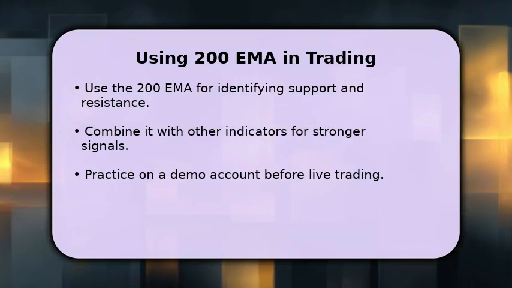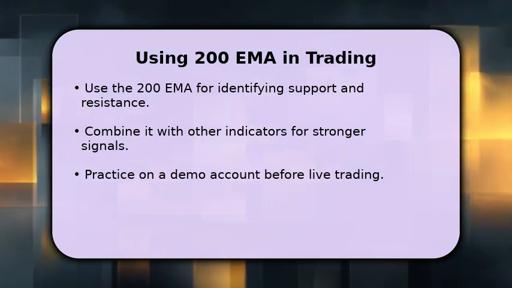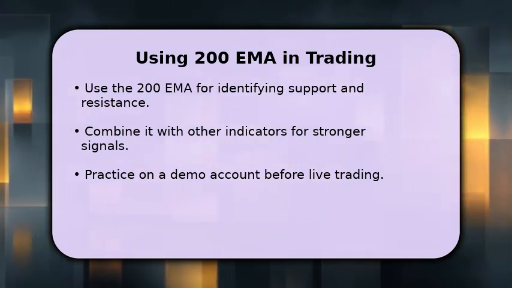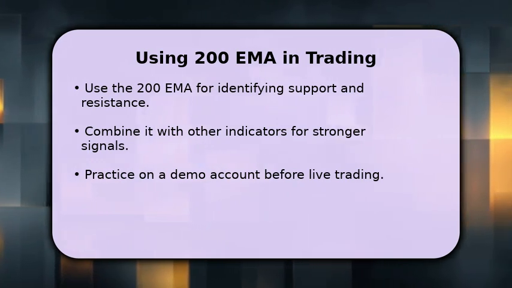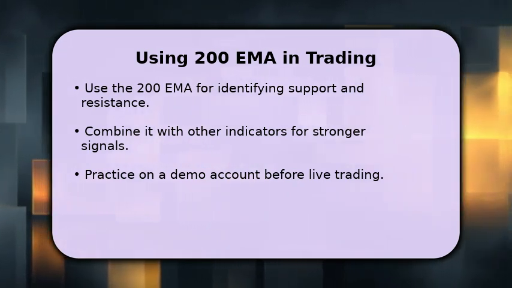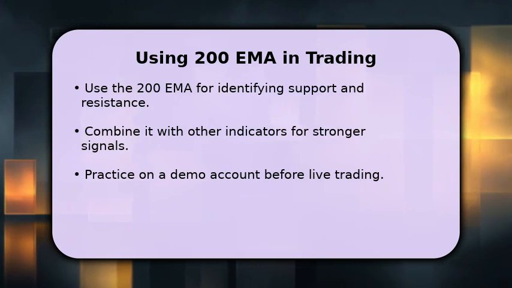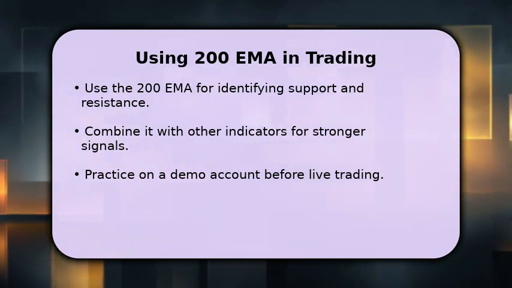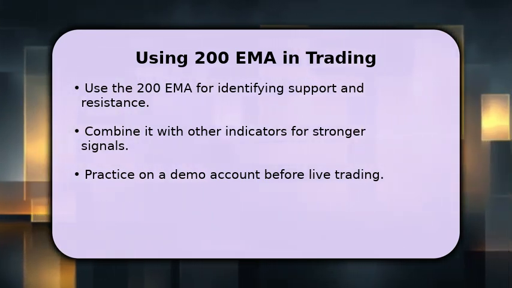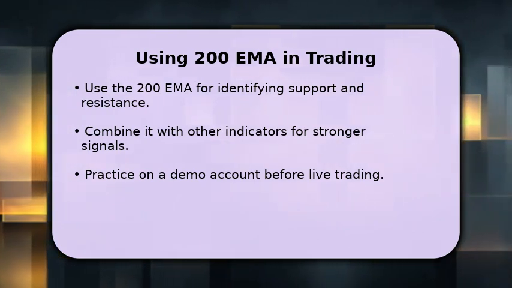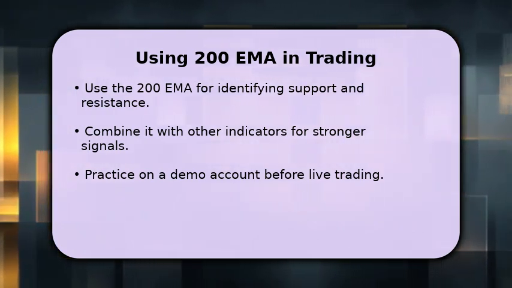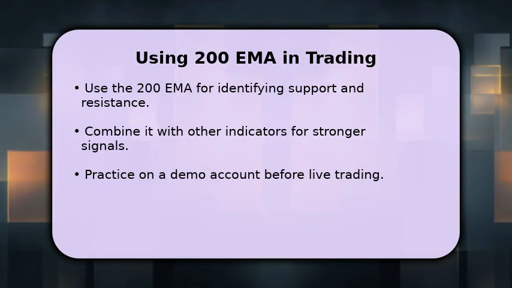The 200 EMA can serve as dynamic support or resistance levels, where price often reacts. For more robust trading decisions, consider combining it with other technical indicators, like the Relative Strength Index or MACD. Always remember to practice your strategies on a demo account first to gain confidence before applying them to live trading.